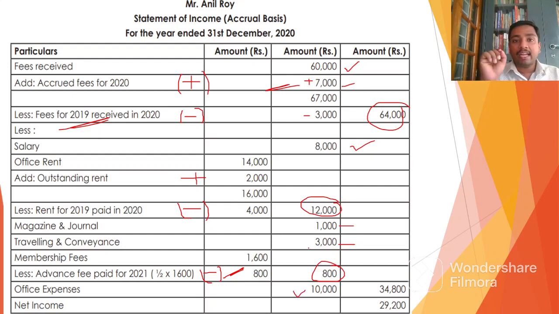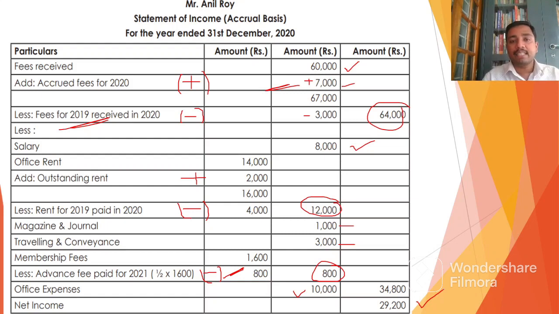So if an income or an expense is related to the current period only, then it could be added, and if it is related to the previous year or the upcoming period, that is to be deducted. Only the current period items are to be considered. So if such adjustment is made, then that is known as the accrual basis. So in the accrual basis, our final answer will be 29,200.